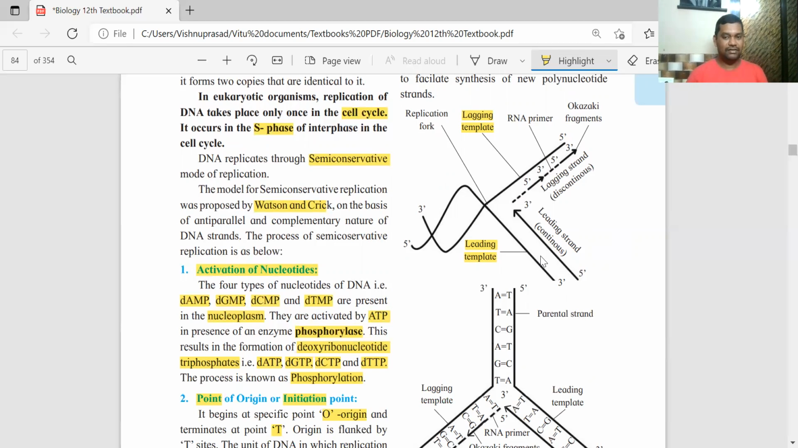One thing you have to remember, the new strand which is produced is always produced in 5' to 3' direction. Got it? Understood. I hope you are concentrating. The new strand which is produced is always from 5' to 3' direction.